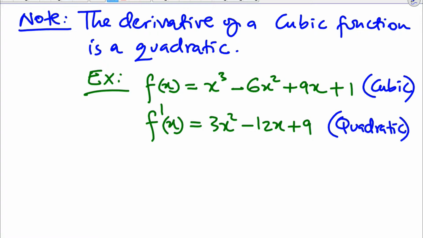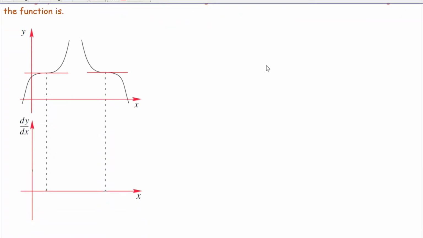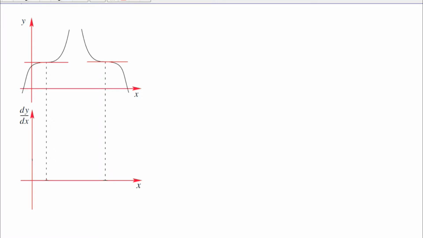which means if we are given a graph of a cubic function, we can sketch a graph of a quadratic. It won't be exact, but it will be close to what the graph of its derivative will be. So back to this question here. So here we have two graphs, and these are cubic functions, and we want to sketch the graphs of their derivatives below here.